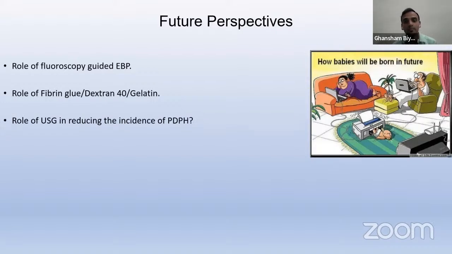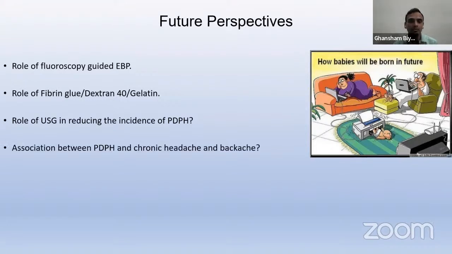Whether we can use pre-procedure scanning. If we can have an ultrasound machine at the bedside, why can't we use it pre-procedure, scan, and see at what depth the epidural space is lying, so that we can avoid accidental dural puncture? Whether it is going to help us in decreasing the incidence of PDPH is something future trials will be looking at.